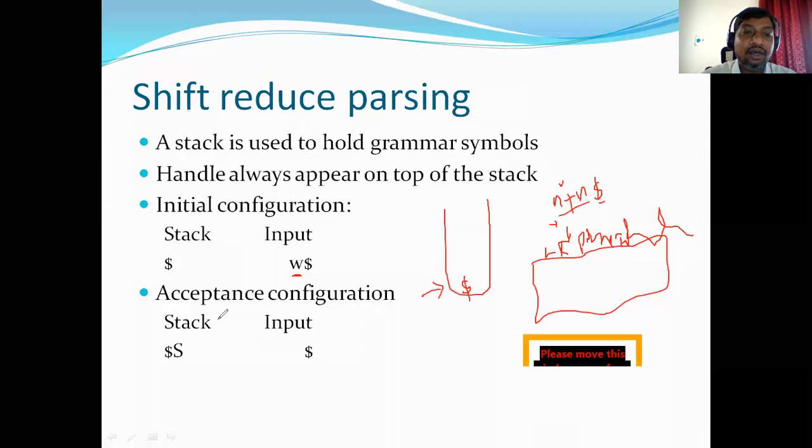We accept when the stack contains S and the input pointer points to dollar. After completely processing the input string, if your stack contains S, where S is the start symbol of the grammar, then we can say the given string w is a valid string. That means we have reduced w to S. We start with this initial configuration, and after one or more reduction steps, we come to this acceptance configuration.